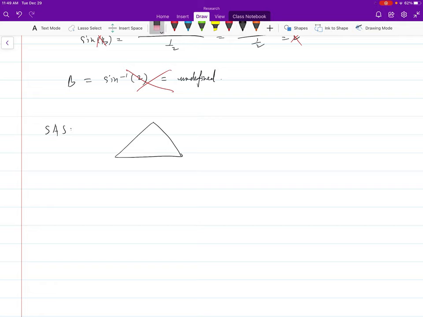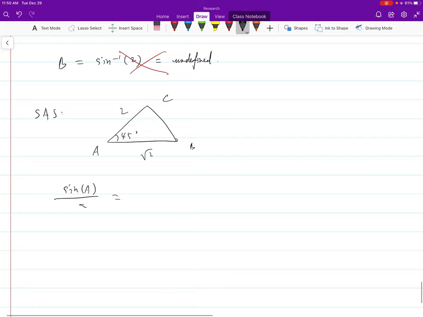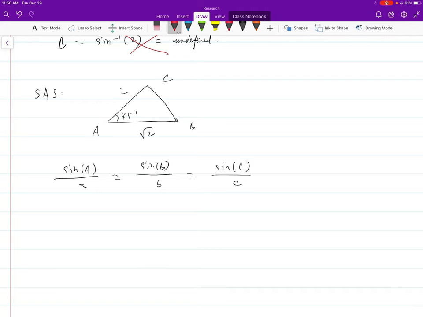By the way, we said we cannot solve the SAS case. You can easily try that. Let's say you know A is 45 degrees, you know this is 2, this is square root of 2. Can you solve the triangle? Okay, sine A over A equals sine B over B equals sine C over C. But this time we do have a SAS case. Now put the numbers into the right position.